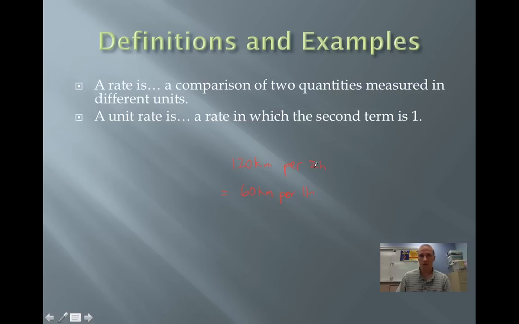So whenever you're looking to achieve that, taking that second term and changing it into a 1, you want to take whatever that second term is and divide it by itself. So if you're dividing this by 2, you also have to divide the other term by 2 to maintain the same rate. So 120 divided by 2, that's how we get 60 kilometers per 1 hour. Typically we'll just write that as 60 kilometers per hour. We don't actually write the 1, but there you go. There's an example of a unit rate, and of course that is a speed.